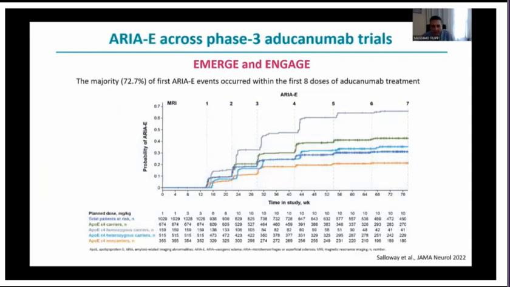This is almost the same story as I said before, just seen from another perspective. So if something occurs with ARIA-E, it occurs during the first part, during the initial titration phase, and the risk is increased in people who are carriers of the epsilon-4 allele of ApoE.